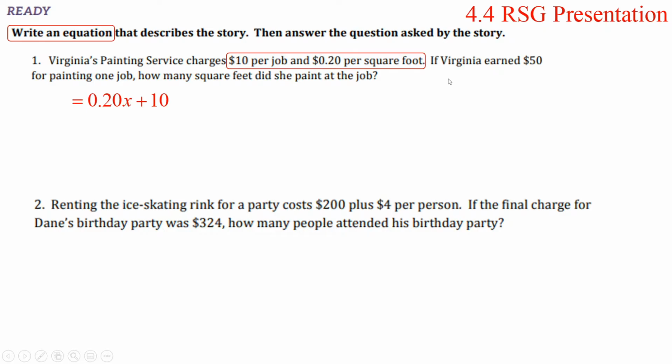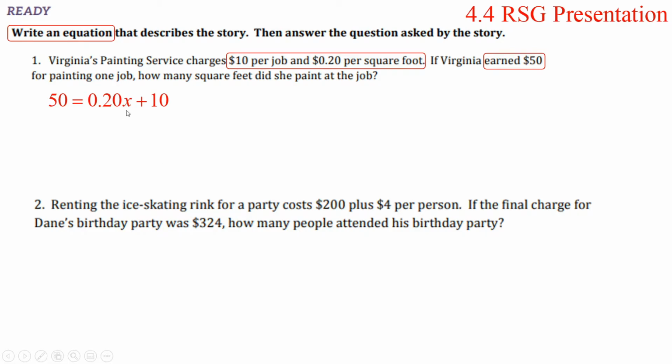Now, if Virginia earned $50 for painting one job, she's going to earn 50. So let's put the 50 over here on the left. And that's the first part. We've written an equation. Then answer the question asked by the story. So if we solve this equation, which is pretty amazing, you guys are to the point where you can take sentences like this and translate to algebra and then solve the algebraic equation to answer a question. That's what math's all about.